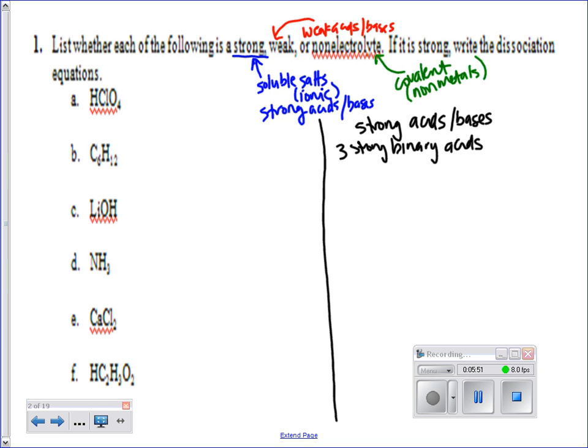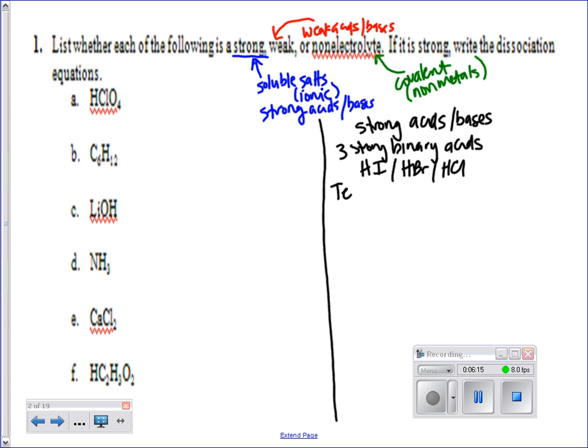3 of them. Anyone remember what they are? HCl, HBr, HI. What I say to remember that, I bring clay. That's it. I bring clay. Those are the 3 strong binary acids. HI, HBr, HCl.